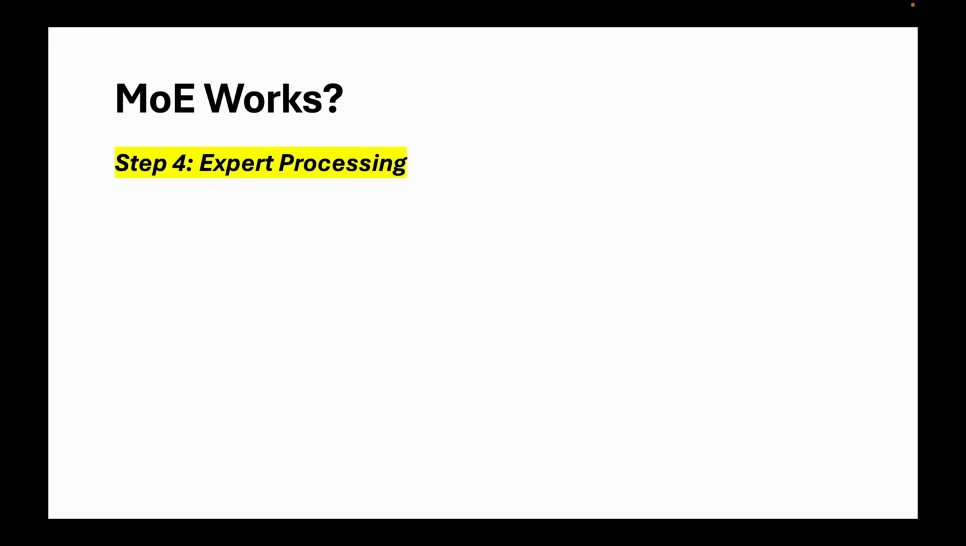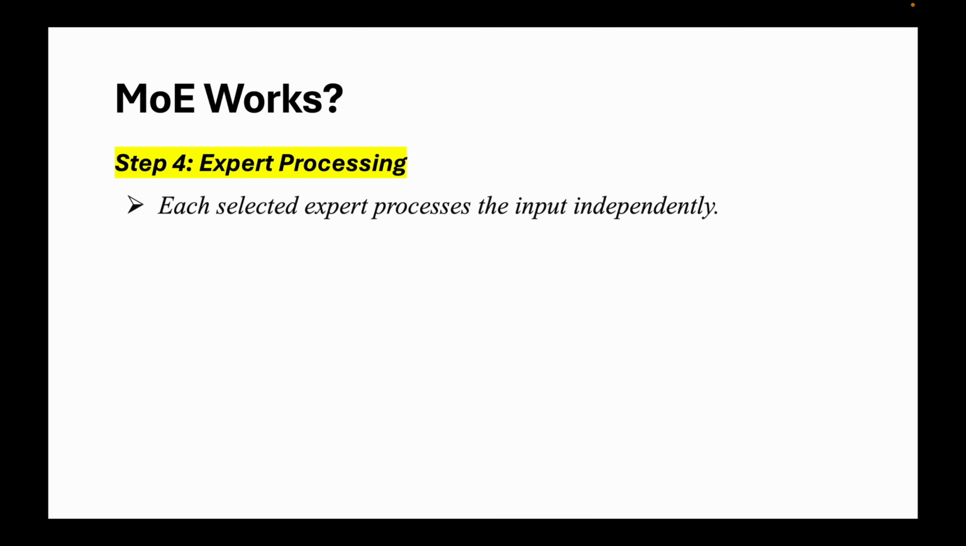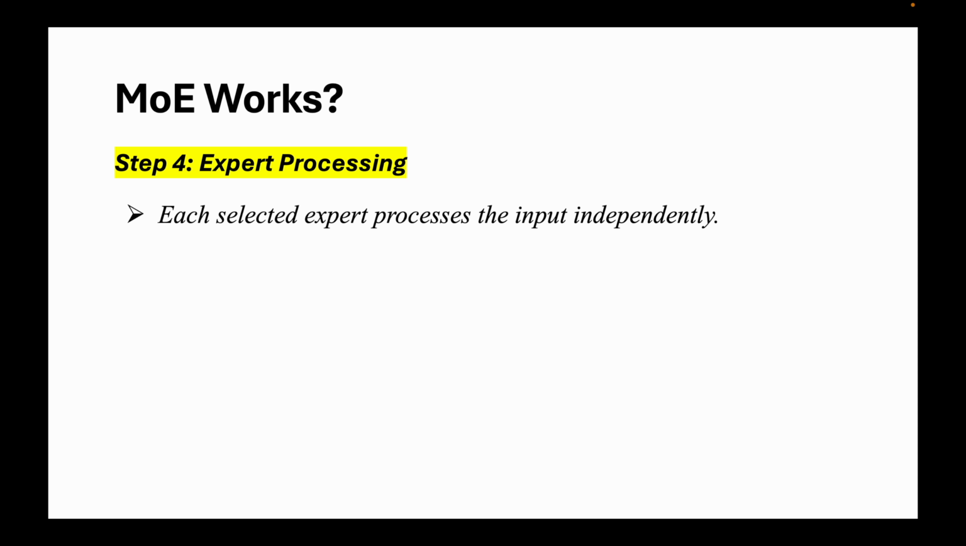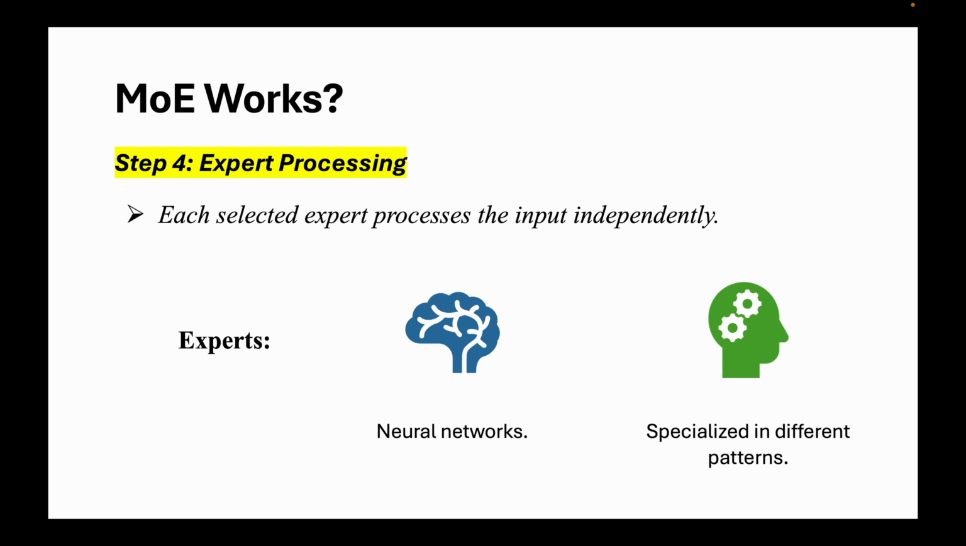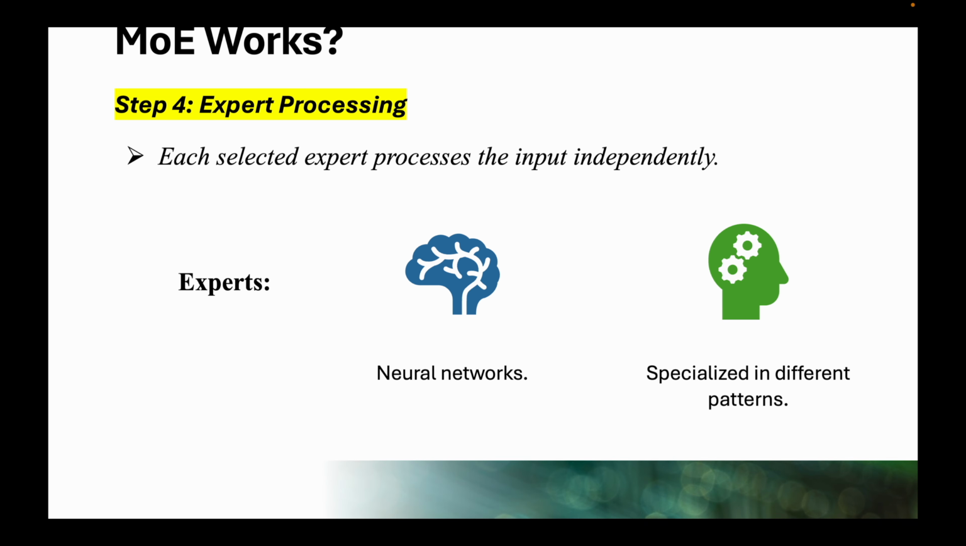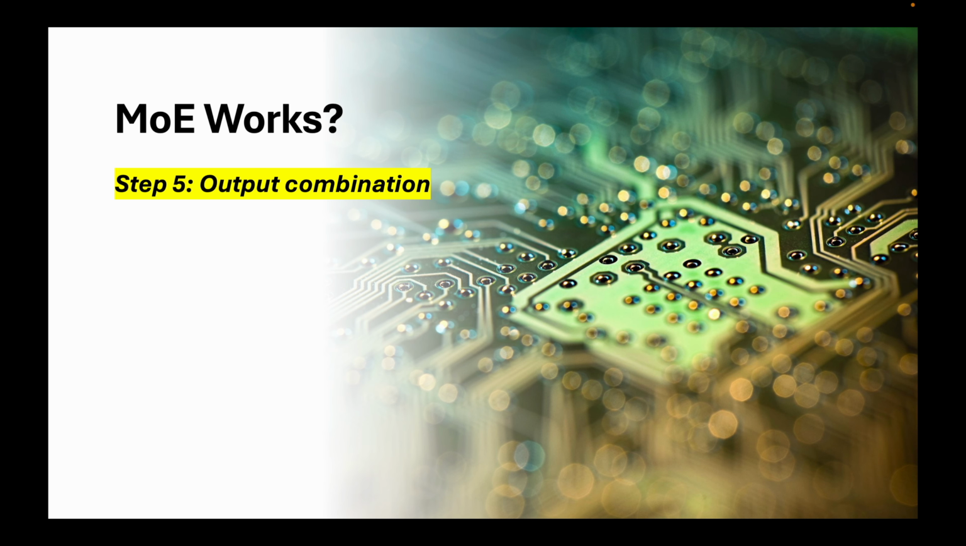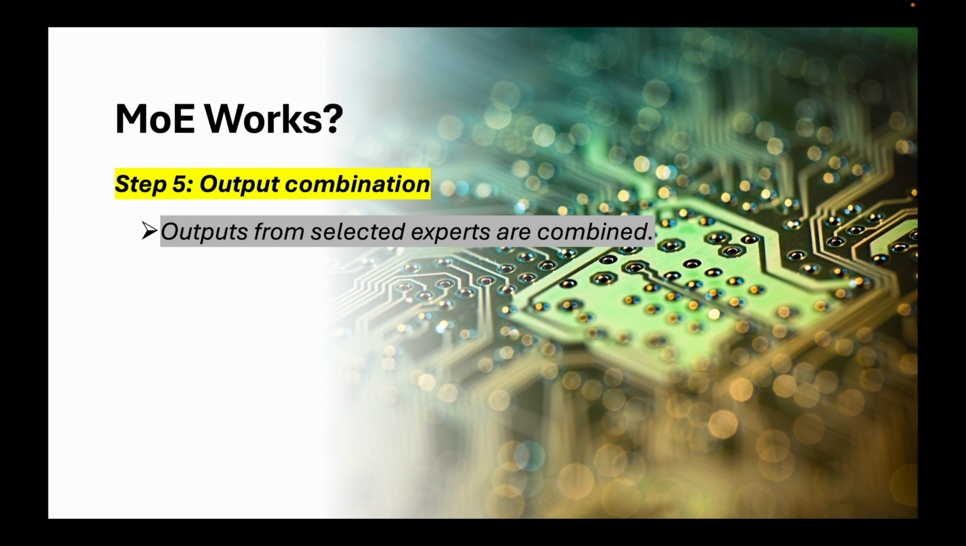Step 4 is expert processing. Each selected expert processes the input independently. The experts are neural networks specialized in different patterns. Each expert produces an output vector. Step 5 is output combination. The outputs from the selected experts are combined to produce the final result. Therefore, this is how MoE works.